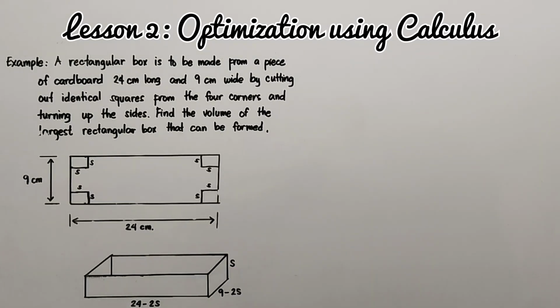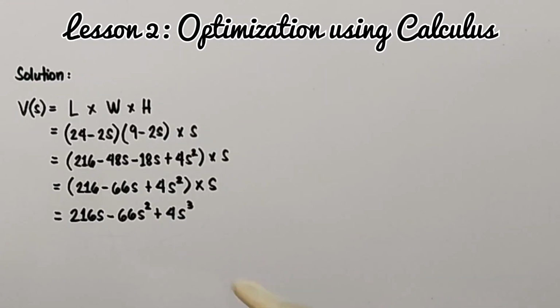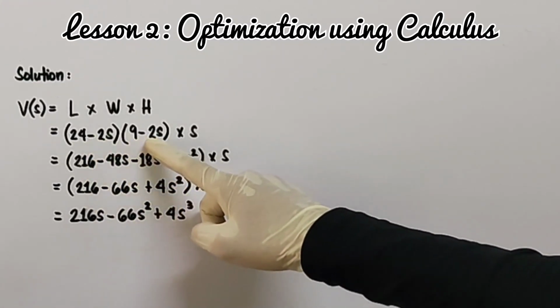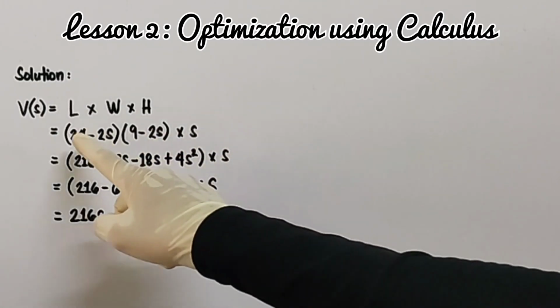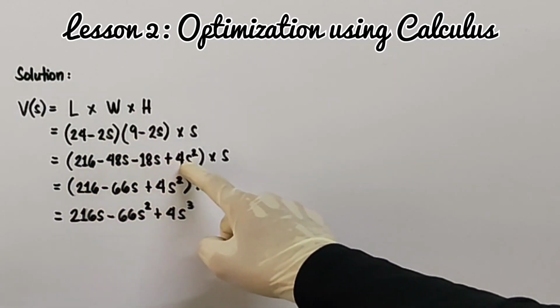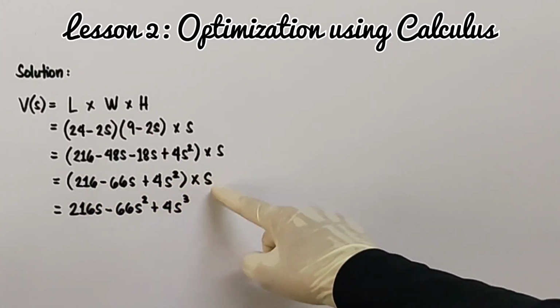With that, we can compute the volume of the box by multiplying the length, the width, and the height. So we will compute the volume of the rectangular box by substituting the value of the length, the width, and the height. For the length, we have 24 minus 2s. The width is 9 minus 2s, and the height is s. Multiplying these two binomials, we generate this one, and this is equal to 216 minus 66s plus 4s squared. And this product will be multiplied by s.